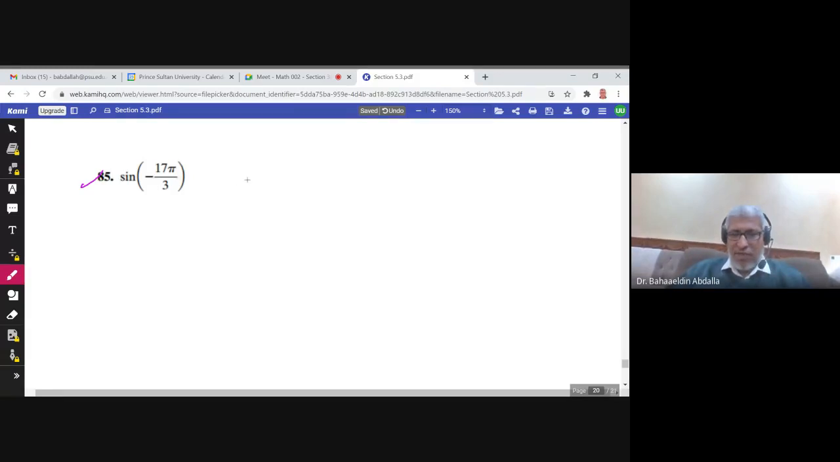Now, negative 17 pi over 3 is greater than 2 pi because 2 pi is 6 pi over 3. You don't have to add 6 pi over 3 and 6 pi over 3 and 6 pi over 3 again. I can add immediately, for example, 18 pi over 3. And why 18 pi over 3? Because 6 times 2 is 12, plus 6 times 3, 18. So by adding 18 pi over 3, this is in fact 6 pi.